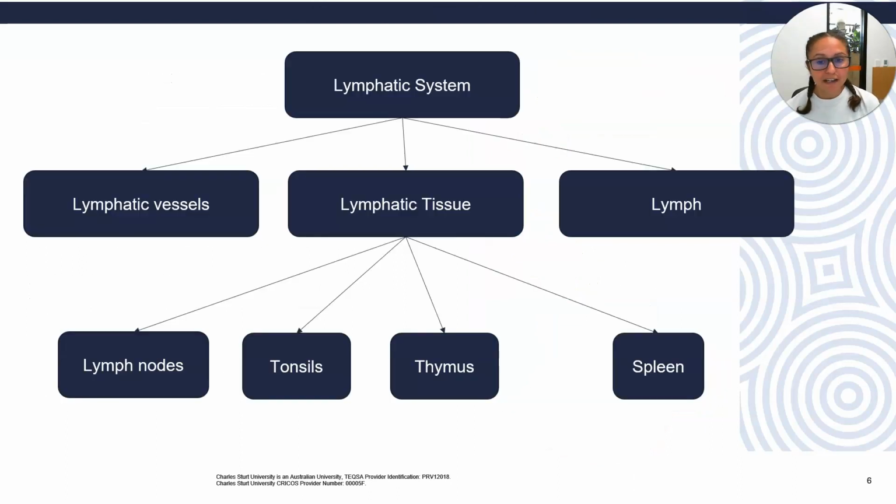So the lymphatic system is made up of 3 parts. It's the lymphatic vessels, which are just like blood vessels, but they work alongside the blood vessels. We have lymphatic tissue, and we're going to go through all of those, how they all work. And then we have lymph, which is the fluid inside the lymphatic vessels.